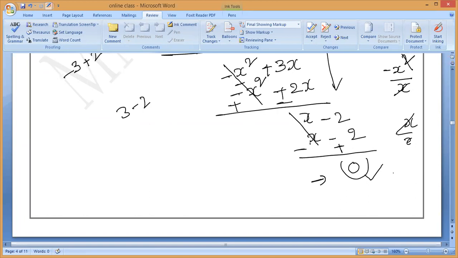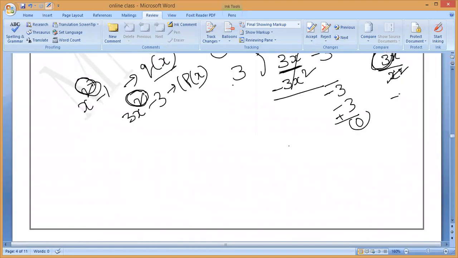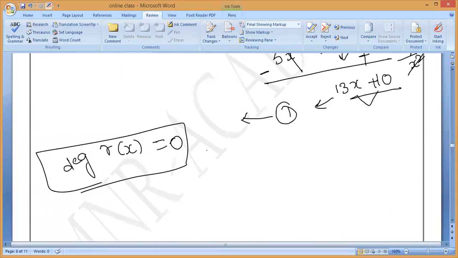Degree of R of x equals to what? Degree means 0 into x power something, constant into x power 0. So like that, suppose anywhere if you get here 9, in this case also degree of R of x is equal to 0. That is, remainder should contain any constant or 0. Do you understand? So like that any example you form it, all of you. Any example your own you can form.